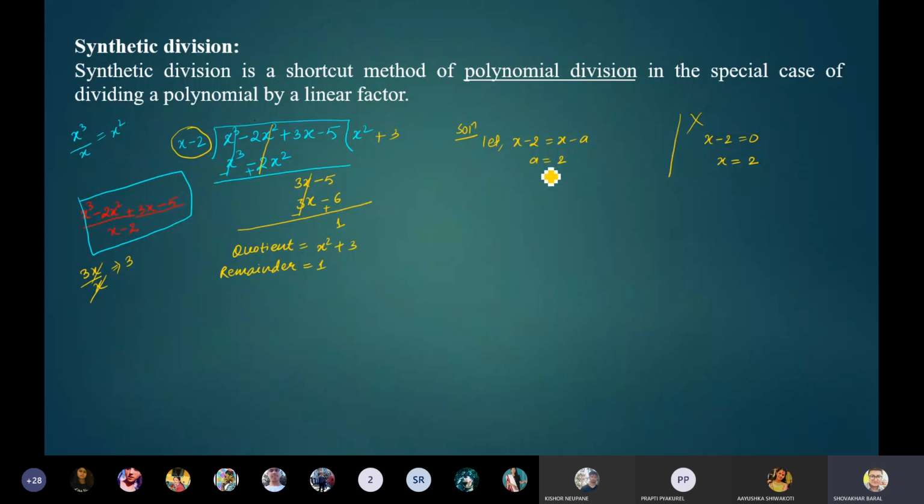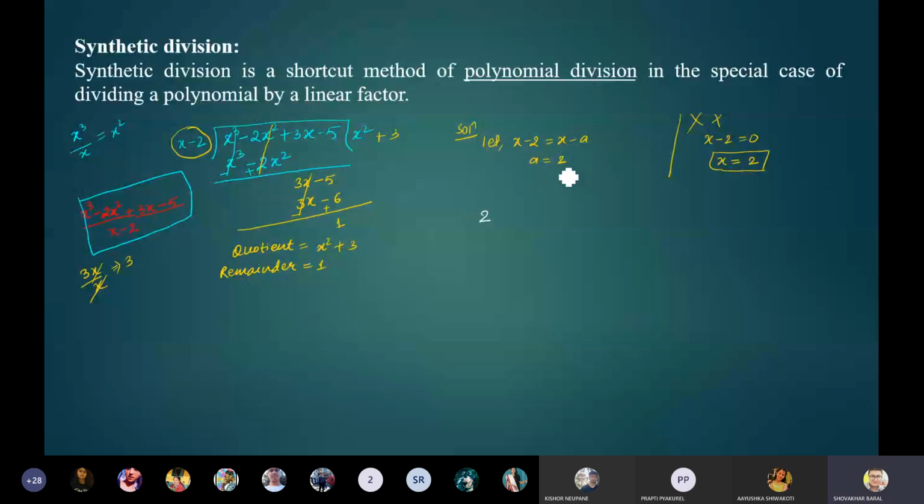Basically, our aim is to find this value a. If you compare the given divisor with 0, then the resulting value of x will be the value of a. You can do it in this way also. So a is equal to 2. Now the basic part of synthetic division is here. So try to understand this part. This is very important.